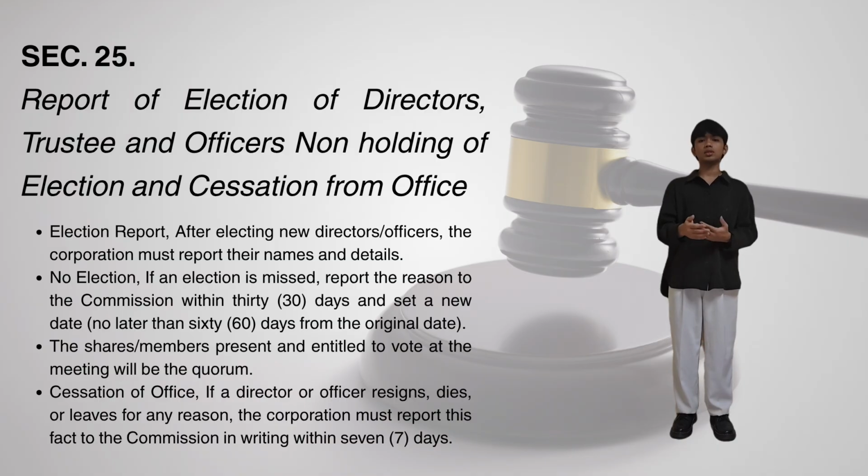The quorum rule does not need a huge crowd. It only needs those who show up, and that can be enough to elect the leader. And cessation of office is when a director or officer leaves, like through death, quitting, or resignation. The corporation must report this fact to the Commission in writing within 7 days.